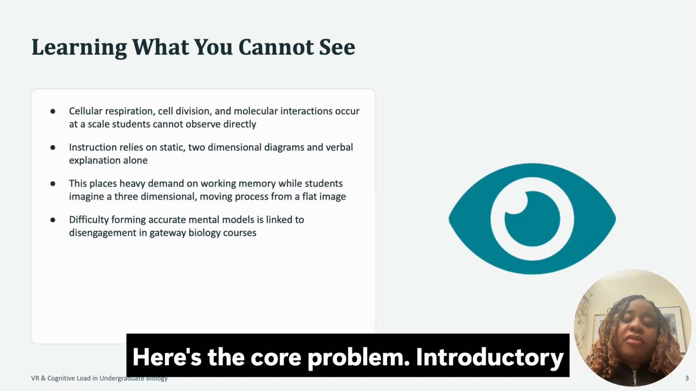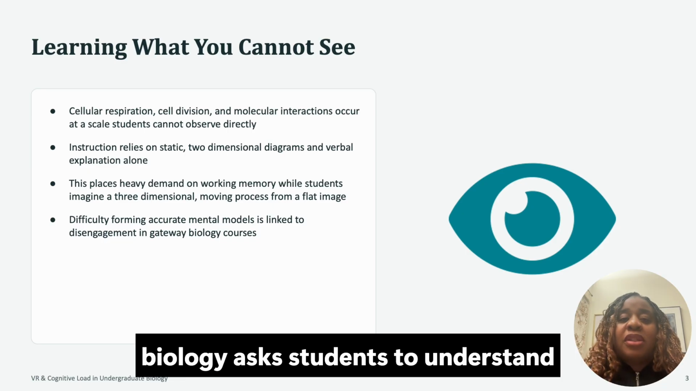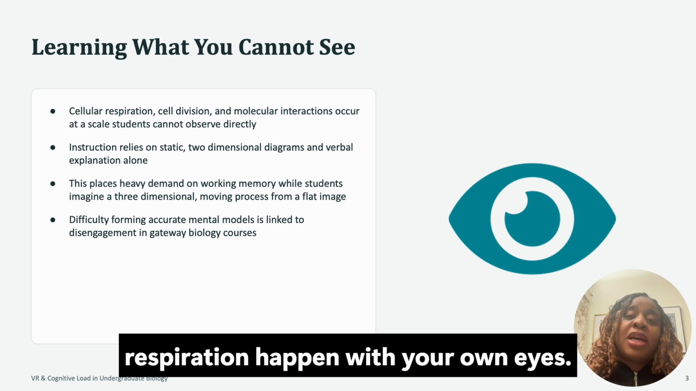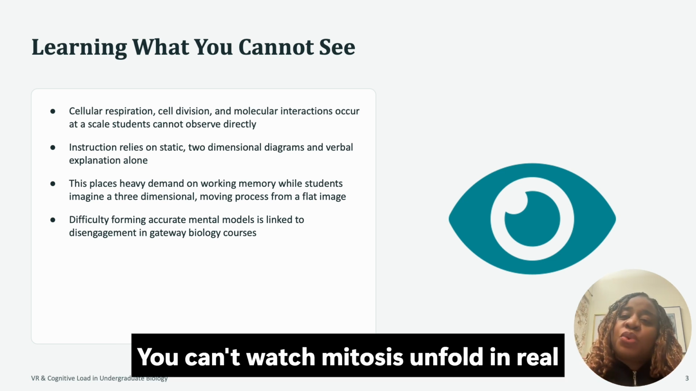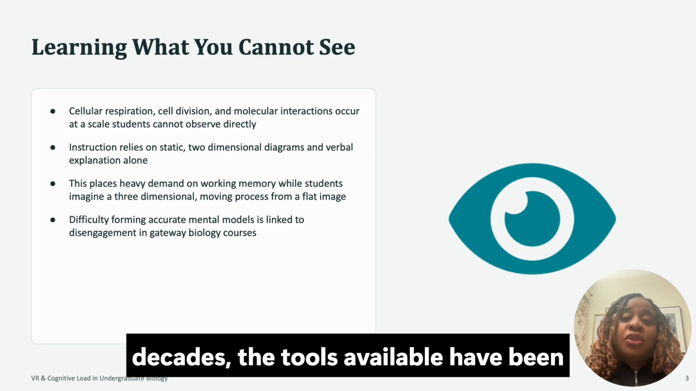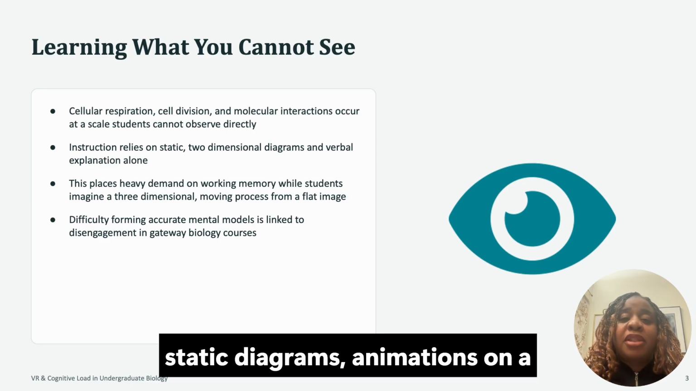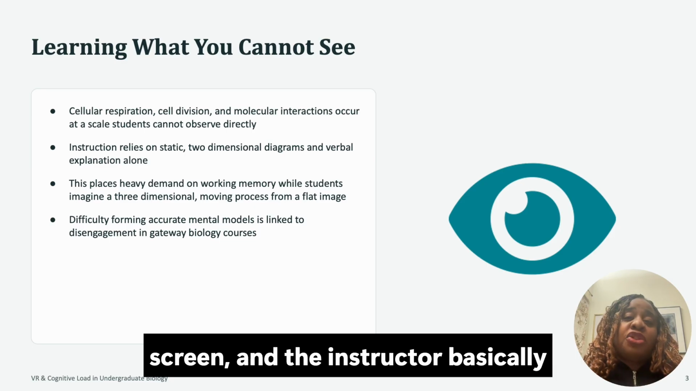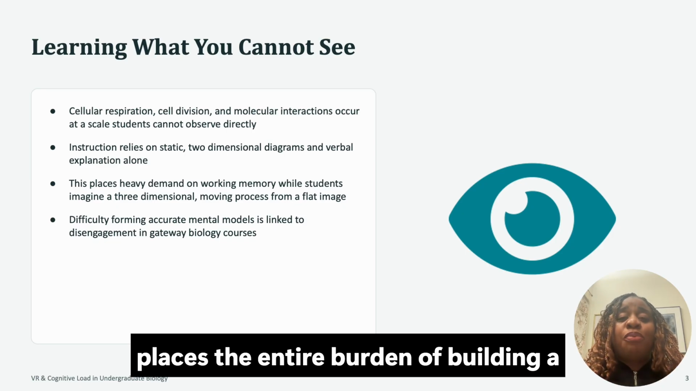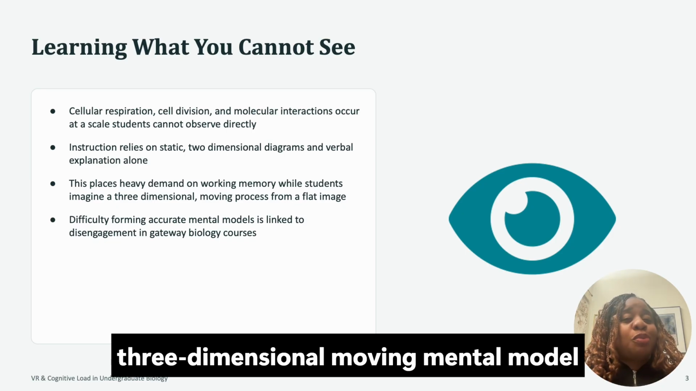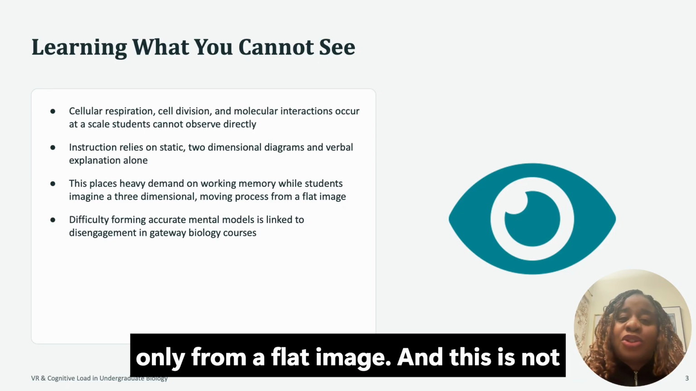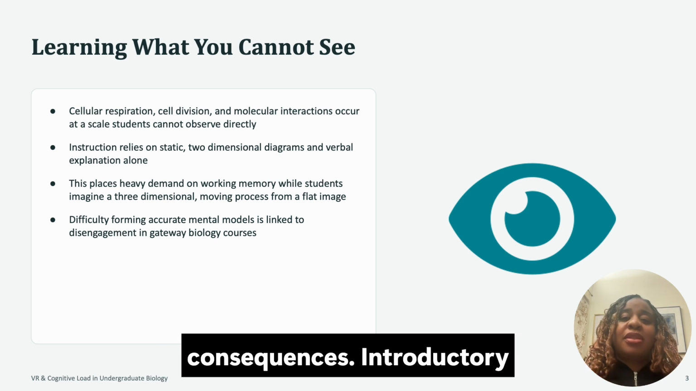Here's the core problem. Introductory biology asks students to understand things that are quite literally invisible. You can't watch cellular respiration happen with your own eyes. You can't watch mitosis unfold in real time in a lecture hall. So for decades, the tools available have been static diagrams, animations on a screen, and the instructor basically talking through what's happening. That places the entire burden of building a 3-dimensional moving mental model onto the student's imagination, working only from a flat image. And this is not just an inconvenience, it has real consequences.